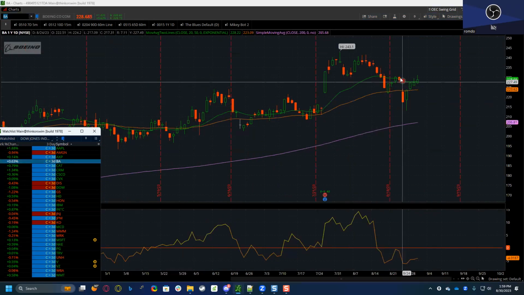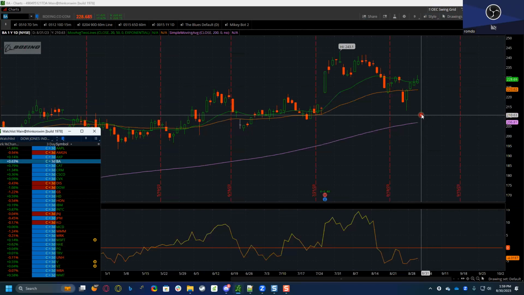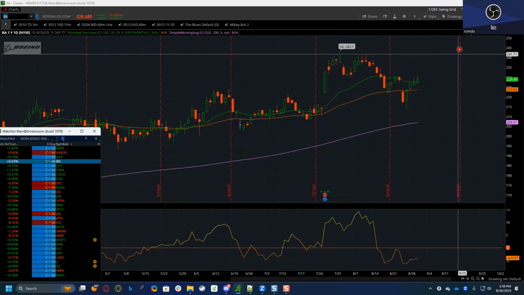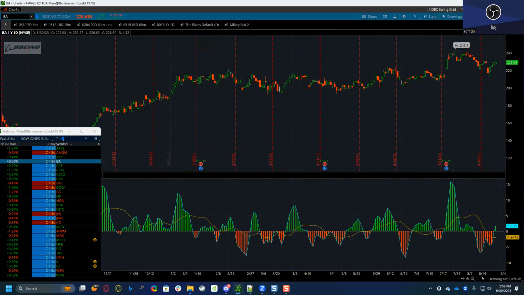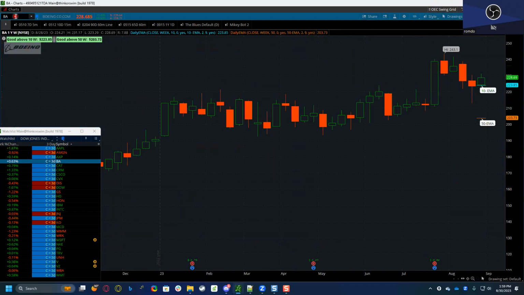So with Boeing, it's looking pretty nasty. The moving averages don't confirm the short. Oh, I was going somewhere with that ramble.